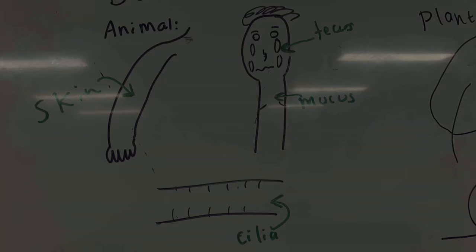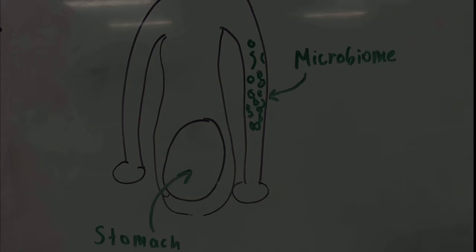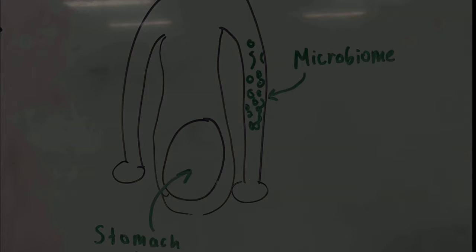Chemical barriers in animals include mucus, which also contains lysosomes, enzymes that break down the cells of certain bacteria, and the highly acidic environment of the stomach, which kills many pathogens that could enter the body via food or drink. And microbiologically, we have the microbiome, which is beneficial bacteria that grows on the skin, in the bowel, and other places in the body that stop other harmful bacteria from taking over.